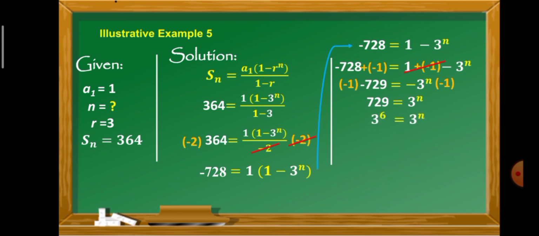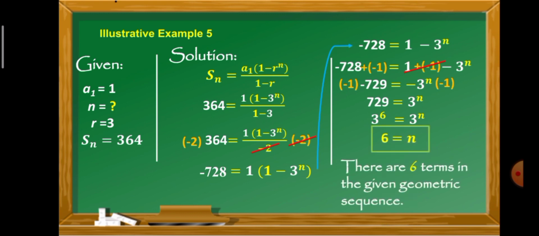At yung 729 is equal to 3 raised to 6. Okay? So, parehas na silang 3 yung base. So, kapag ganito, ang gagawin natin is copy na lang yung exponent or i-equate natin yung exponent. So, ang mangyayari is 6 equals n. Okay? So, meron na tayong value ng n. So, there are 6 terms in the given geometric sequence.